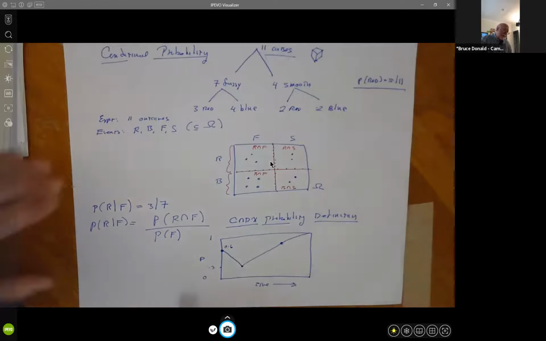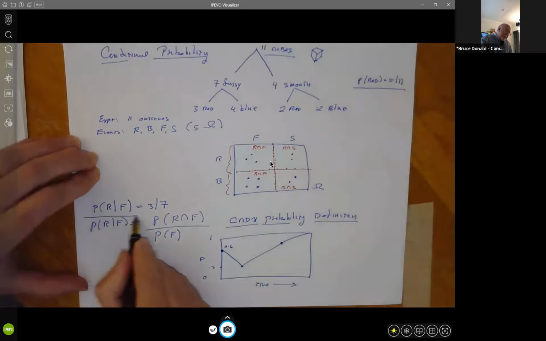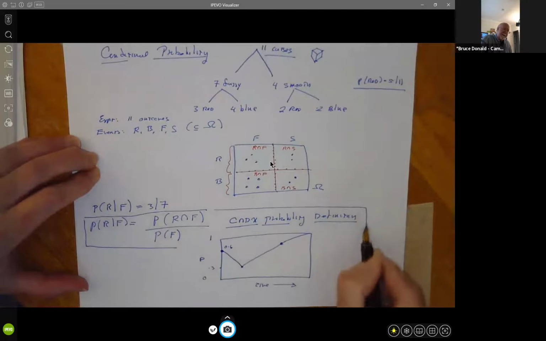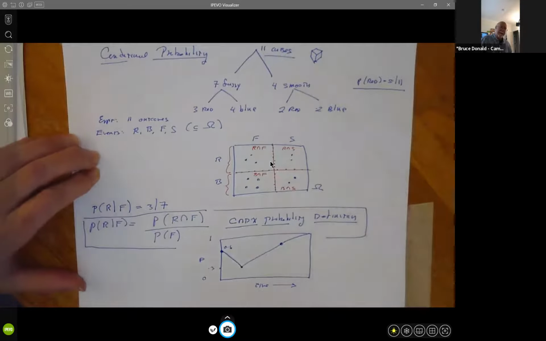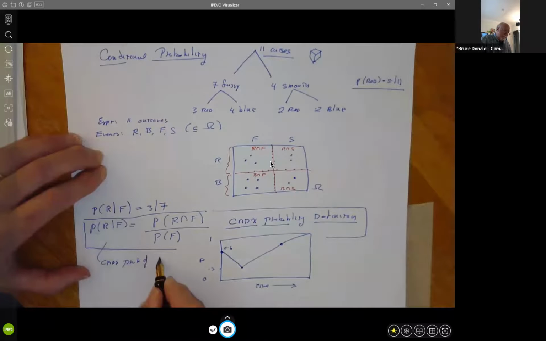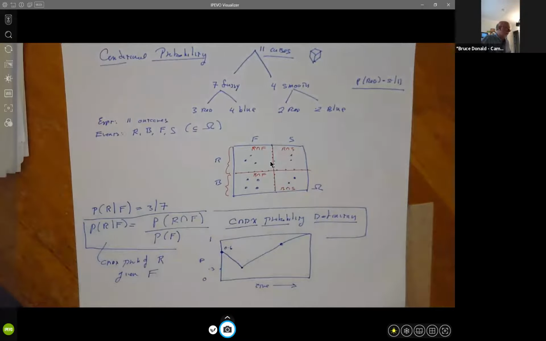The other thing I'll mention is that this formula is completely general. This is actually the definition of conditional probability for arbitrary R and F, not just fuzzy cubes and smooth cubes. So this is called the conditional probability of R given F. Of course, you could substitute other values for this.